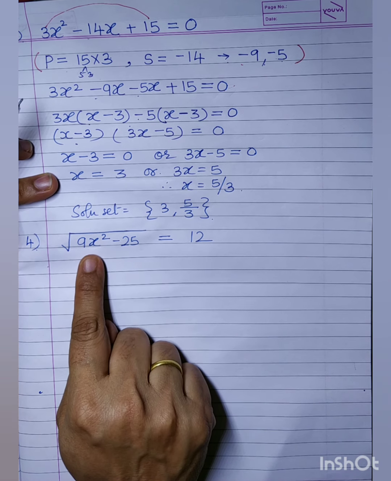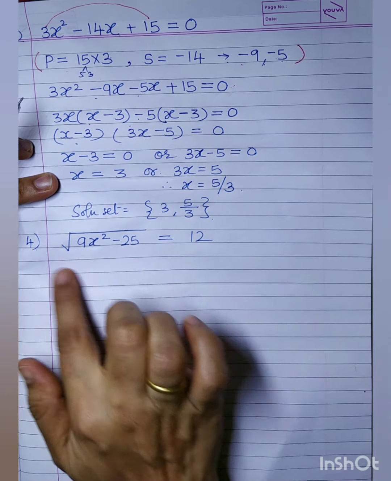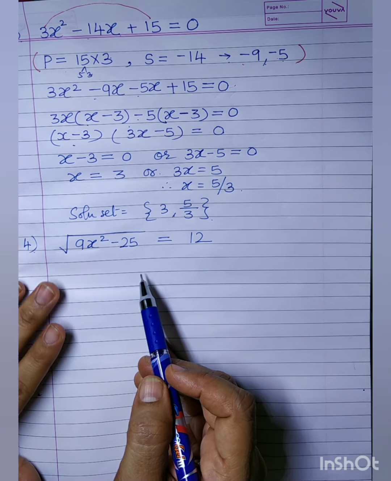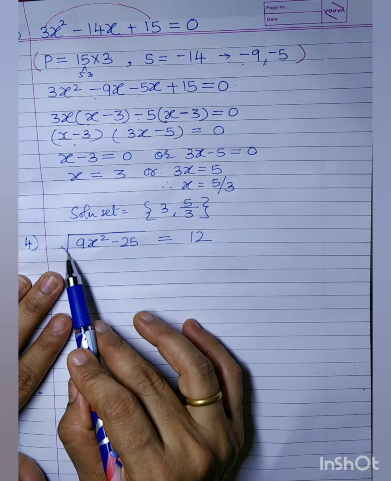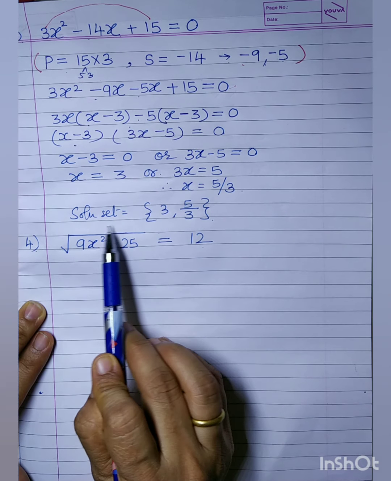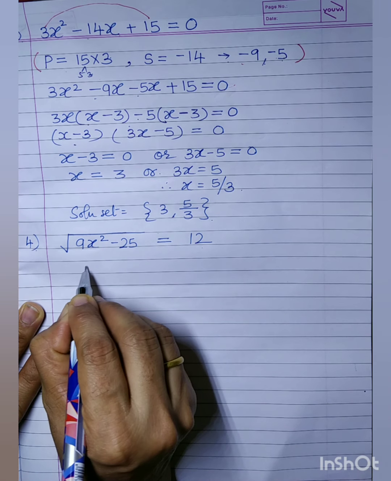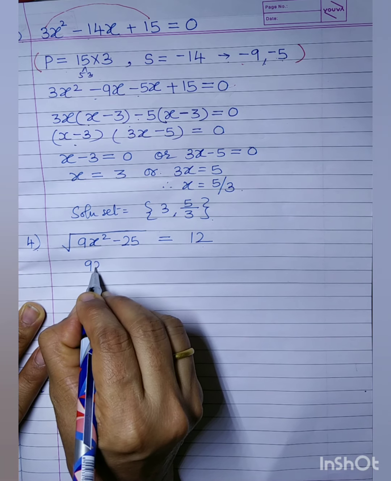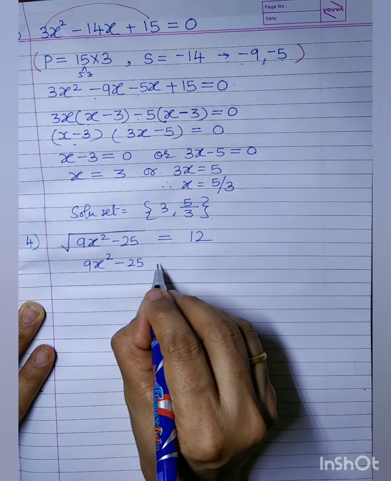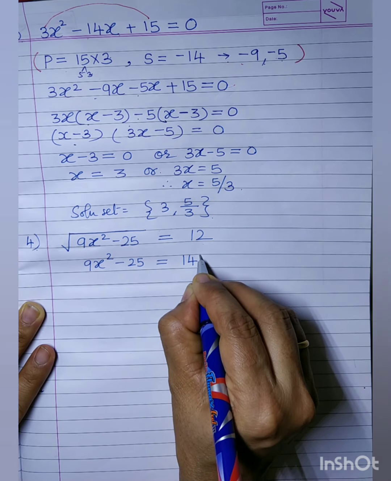This question is a little different pattern. Under root 9x square minus 25 is equal to 12. First you need to convert it into a quadratic equation. Okay, so simple way is what? This is the single term. So on squaring both sides, what will happen? This complete square root sign will be removed, right? So on squaring both sides, what will I be getting? This square root sign goes, it becomes 9x square minus 25. And what happens to the right hand side? 12 square, it will become 144.